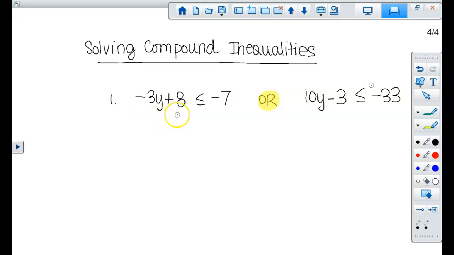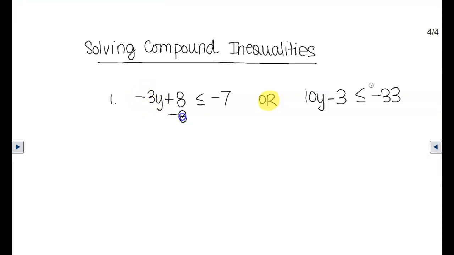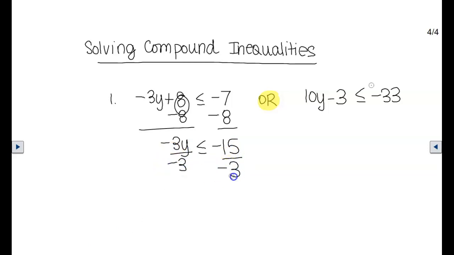So we have negative 3y plus 8 is less than or equal to negative 7. If we're going to solve that for y, the first thing we're going to have to do is solve it for negative 3y. So we're going to do minus 8 and minus 8. That gives us negative 3y is less than or equal to negative 15. And then we're going to divide by negative 3 and divide by negative 3. Because we are dividing by a negative, we're going to remember that that makes our inequality sign flip. So we're going to get y is greater than or equal to 5.